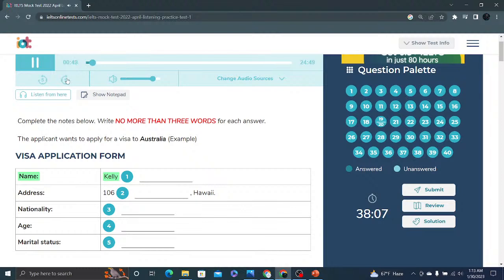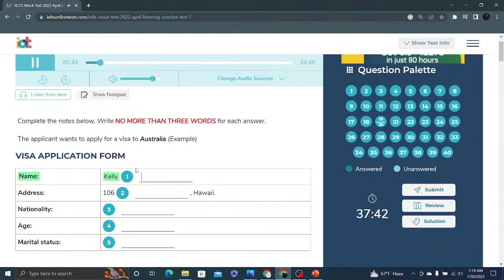And an applicant. Example which has been done for you. I'd like to apply for a visa to Australia, please. Certainly, sir. I'll just get a form and then I'll need to take some details down.